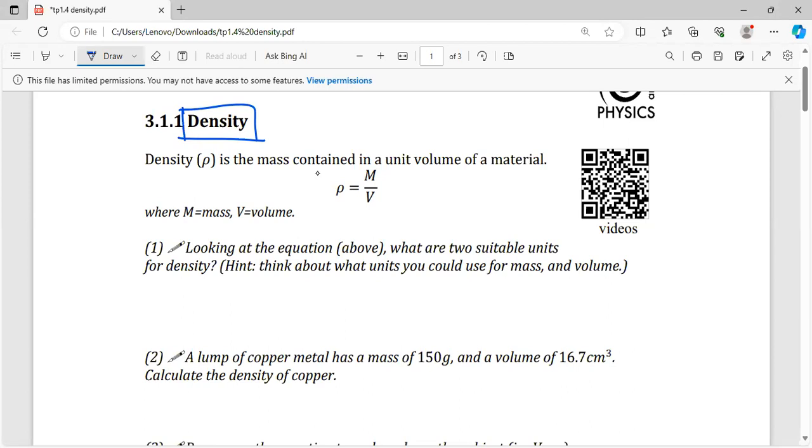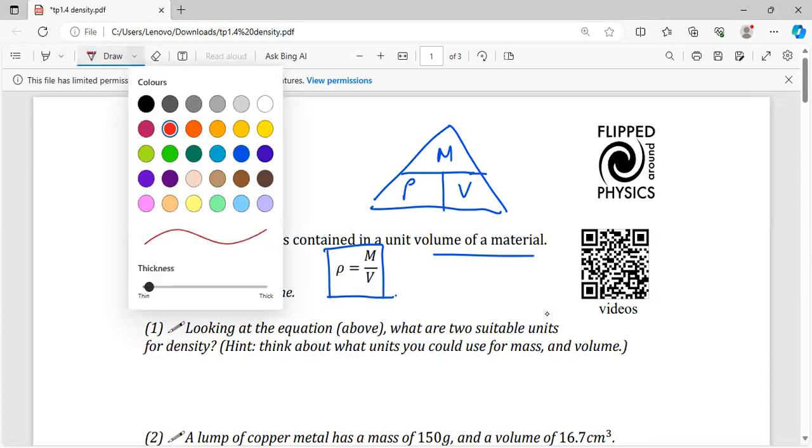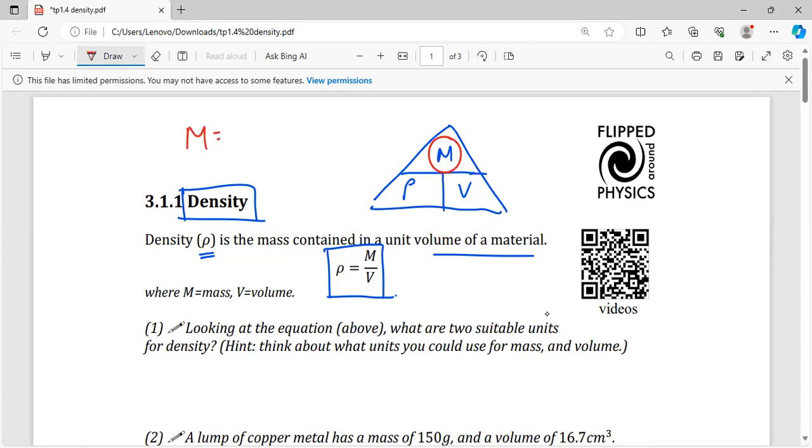The first thing you have to know: density is the mass contained in unit volume of a material. The density symbol is like this, and the formula of density is mass over its volume. You can make a triangle like this if you want; some books teach this method. So density is equal to mass divided by its volume. If you want to find the mass, it is density multiplied by the volume. If you want to find the volume, the formula will be mass divided by its density.